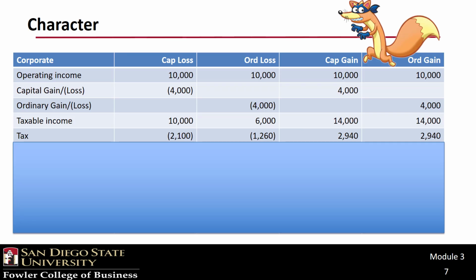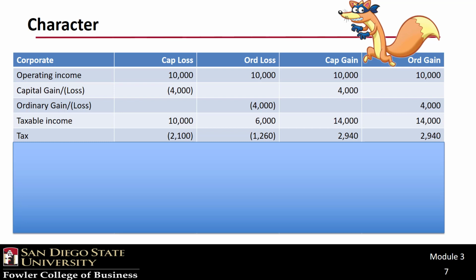As it turns out, Swiper is a tax lawyer. Given his proclivity towards swiping, I'm not surprised. But he knows a lot about the tax law and wants to show us how capital gains and losses differ from ordinary ones. He says to start with a corporation.